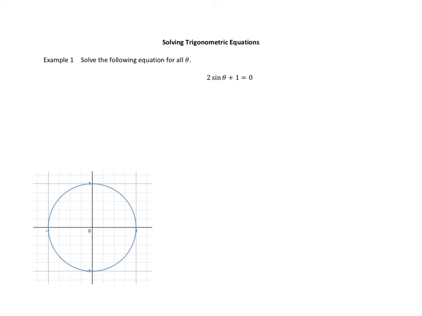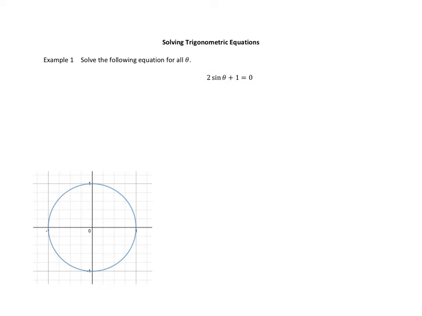Let's go over solving a couple of trigonometric equations, starting with this one here. When is 2 times sine theta plus 1 equal to 0? And we want to solve this for all values of theta. Well, the trick is we can just treat this sine of x as its own variable and solve for it.